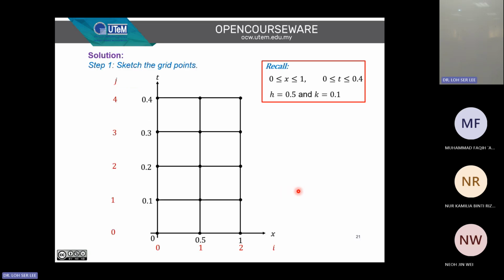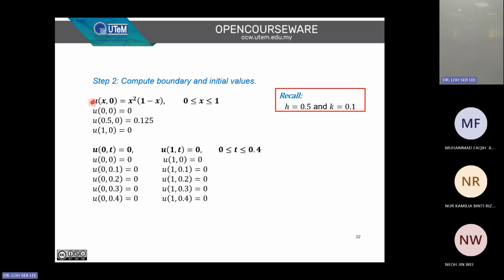Sketch the grid, and then you label the j index. Then calculate for the boundary and initial values. For x, you have only 3 values. For t, you have 0 up to 0.4 with a step size of 0.1. T will change accordingly. But if you see a constant, that means it will always be a constant, no changes. Since all 0, that means all 0. If this is given as 1, that means all will be 1. It depends on the questions.